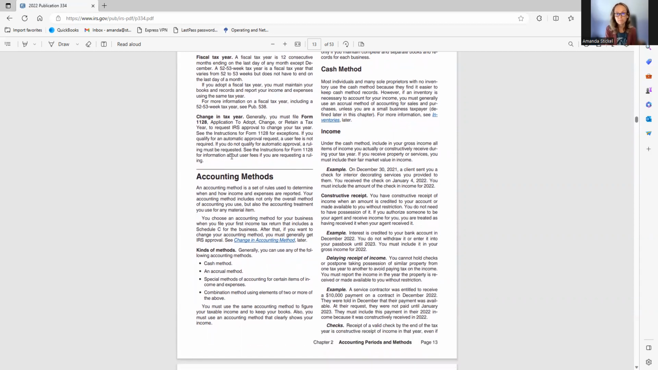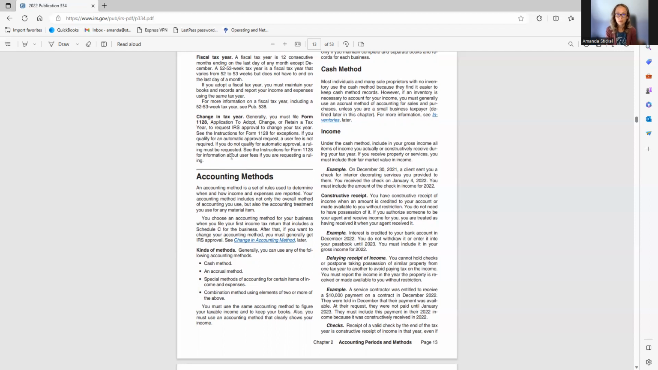So the cash method. Most individuals and many sole proprietors with no inventory use the cash method because they find it easier to keep cash method records. However, if an inventory is necessary to account for your income, you must generally use an accrual method of accounting for sales and purchases unless you are a small business taxpayer, determined later in the chapter.